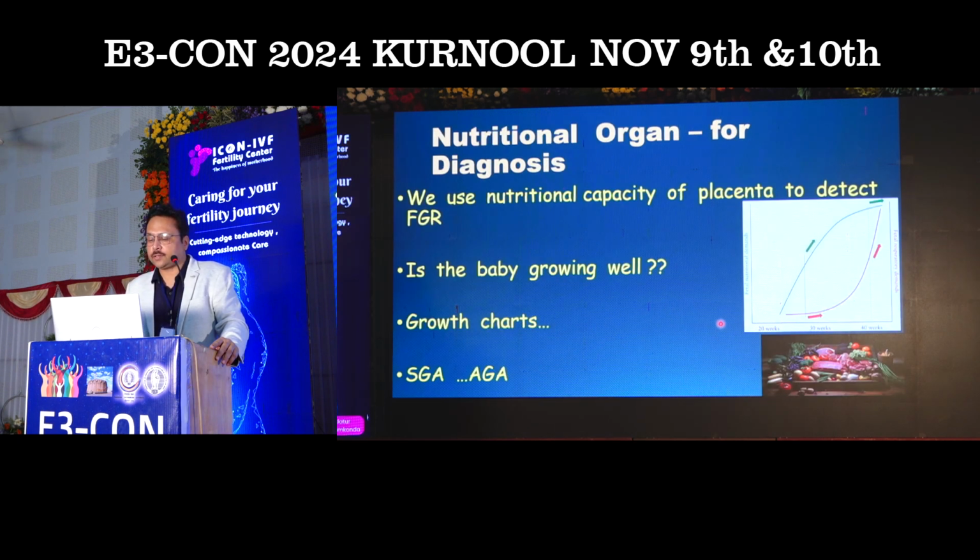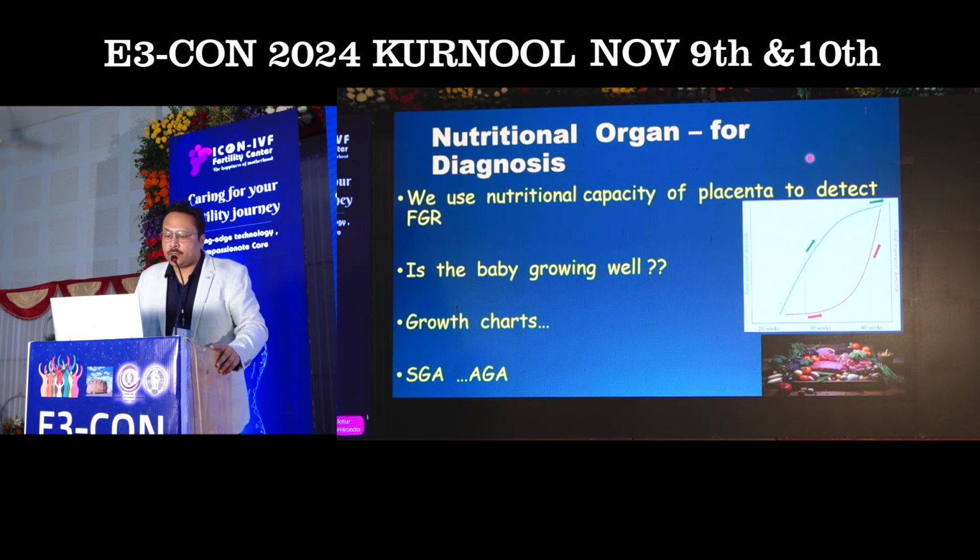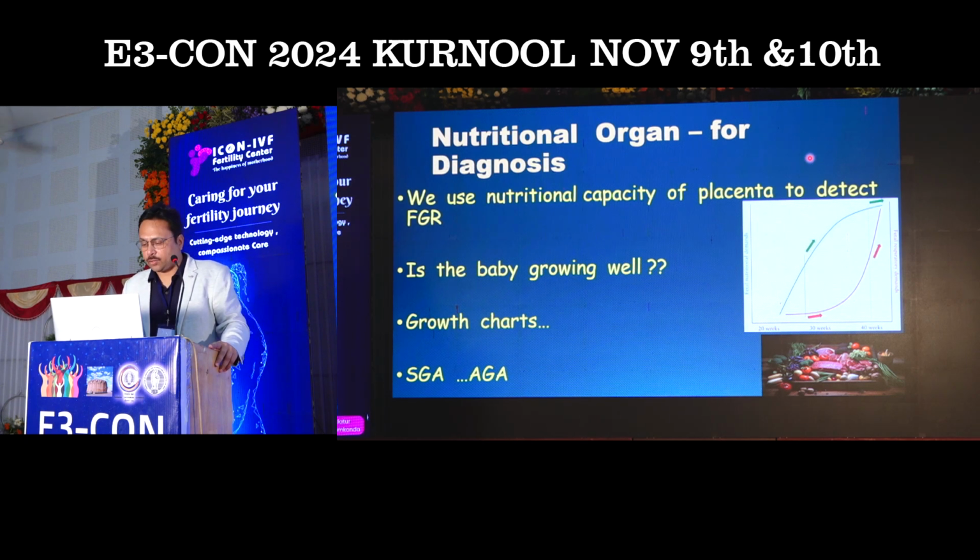You can see this chart. This green line tells you about the nutritional requirement of the baby, and it starts rising from early gestation. So we use this as a nutritional capacity of placenta to detect fetal growth prediction. Is the baby growing well? We plot it on growth charts and diagnose SGA, AGA, and all other things.